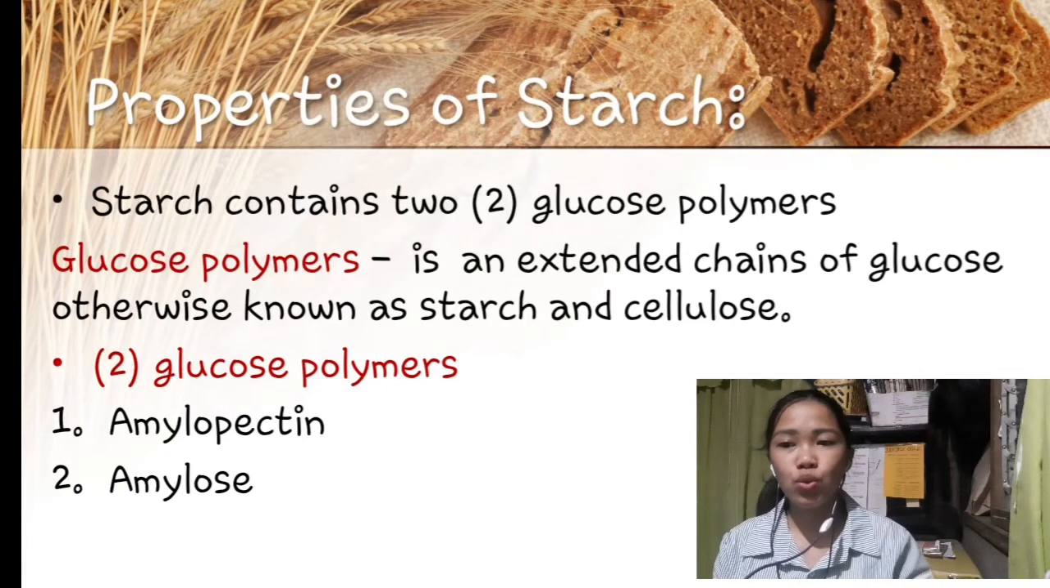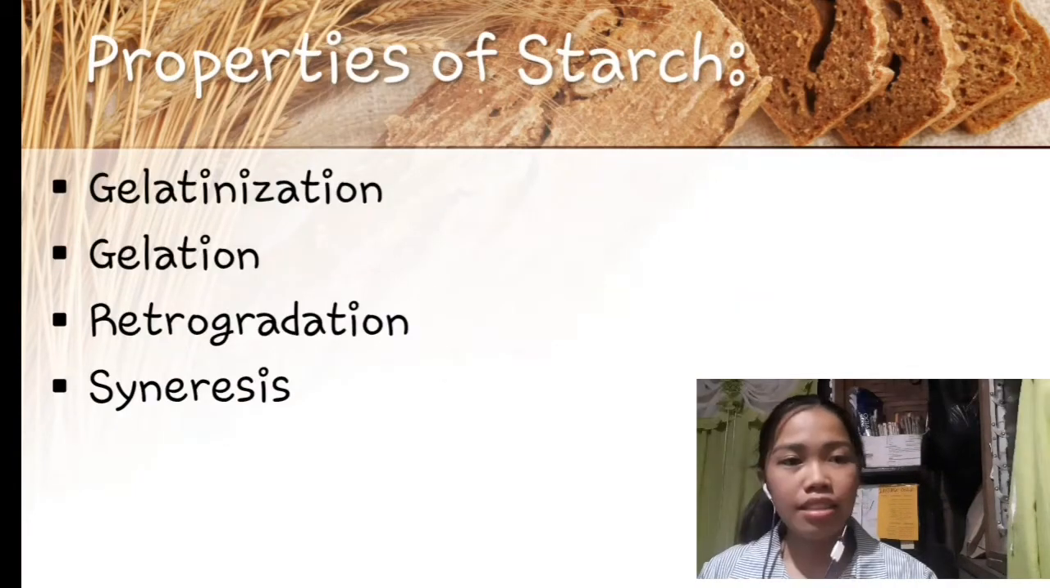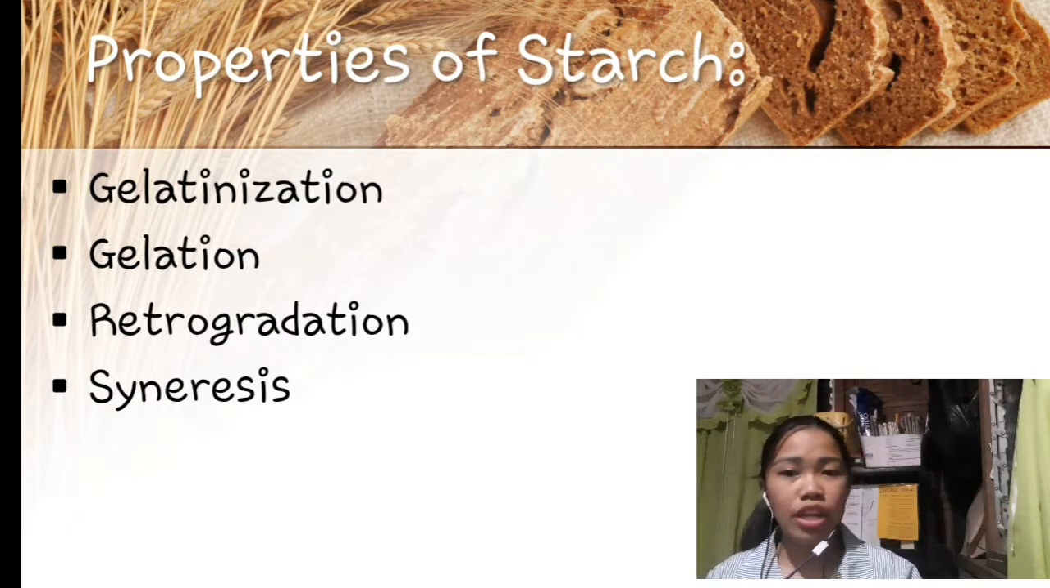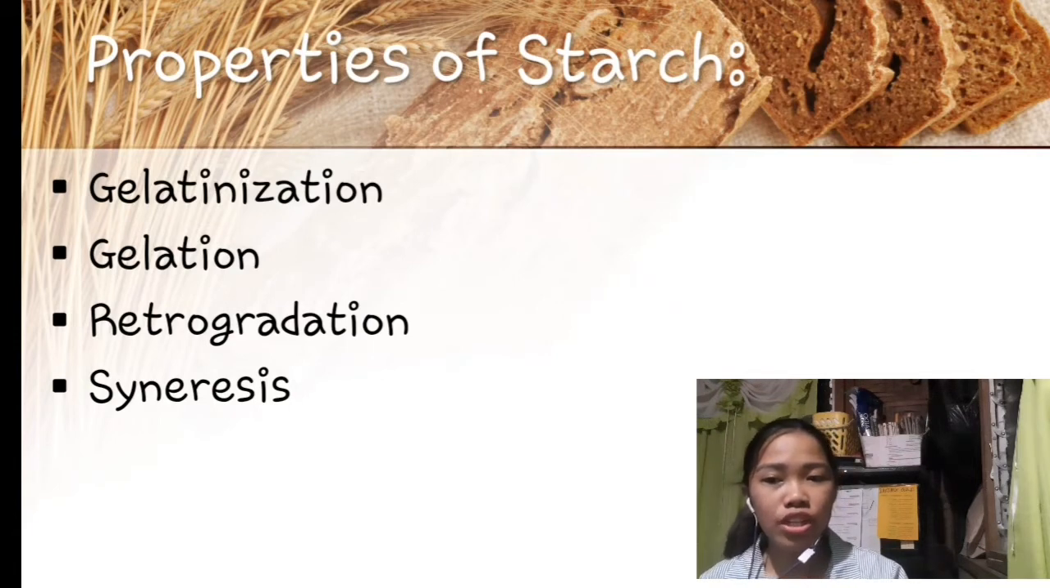There are two glucose polymers, namely amylopectin and amylose. Next are the properties of starch. This includes gelatinization, gelation, retrogradation, and syneresis. But in this report, I will only focus on retrogradation and syneresis as properties of starch.